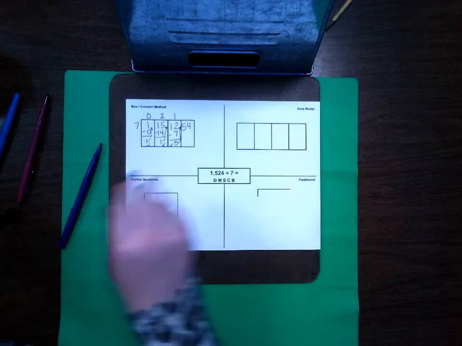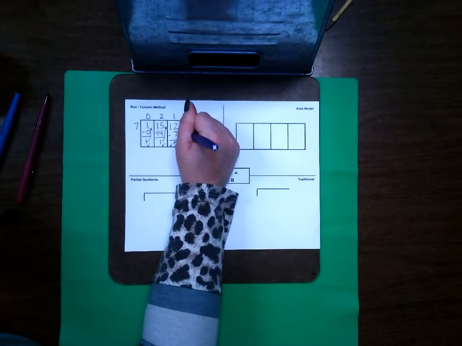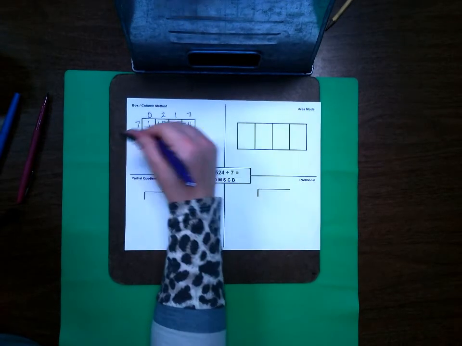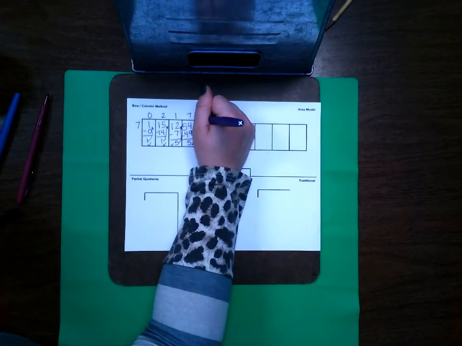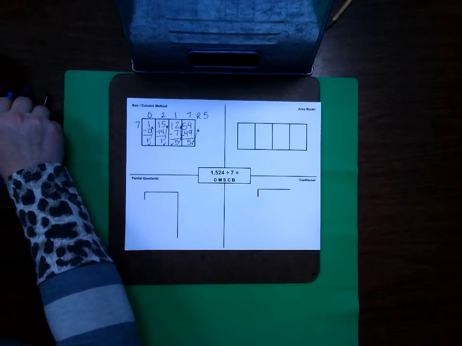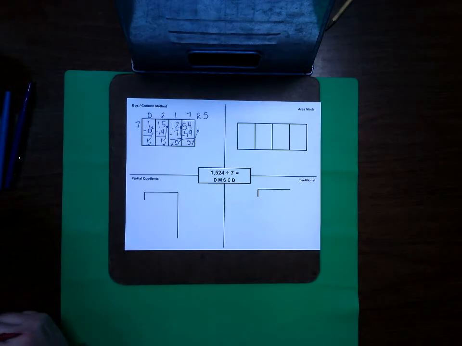so it's going to have to be 7. 7 times 7 is 49. When I subtract, I've got 5 left over. Is 5 smaller than 7? Yes, it is, so that becomes my remainder of 5. Okay, let's go ahead and go over to the area model.